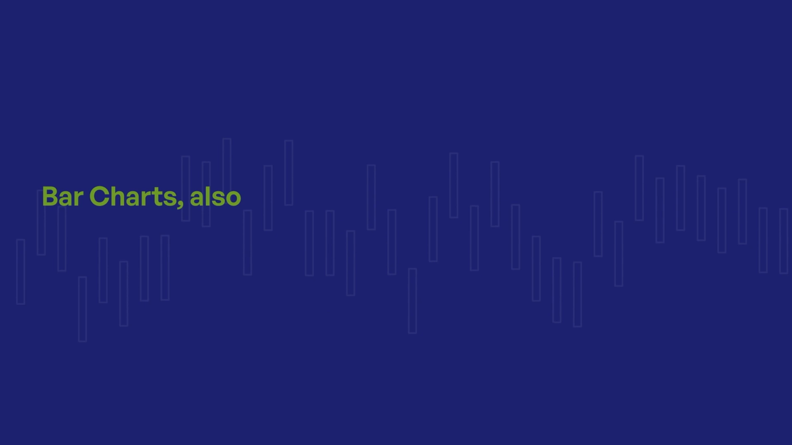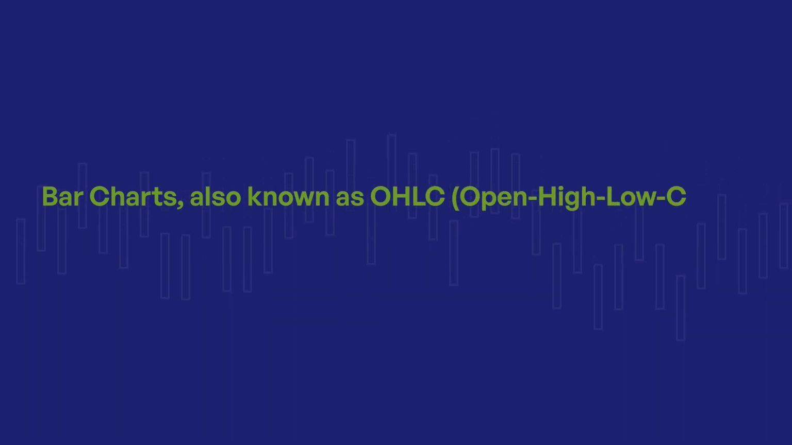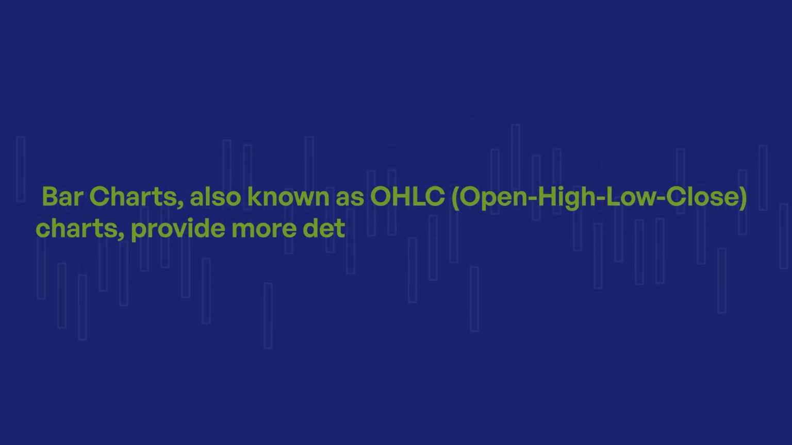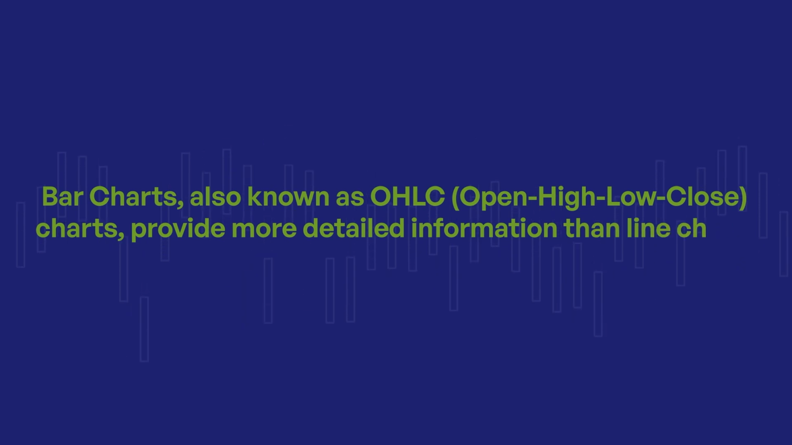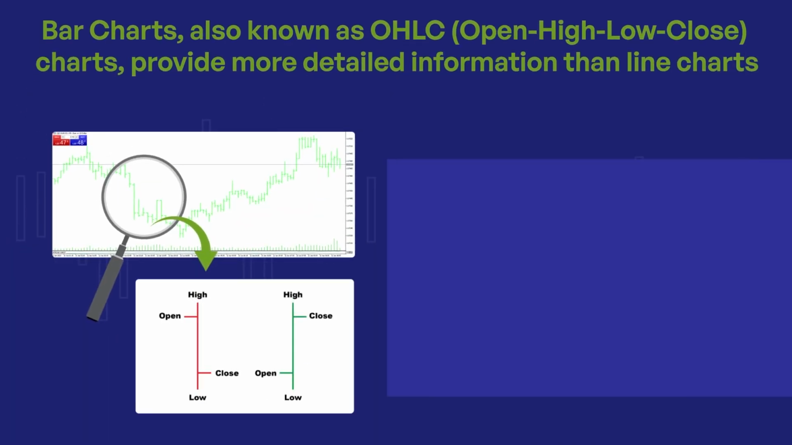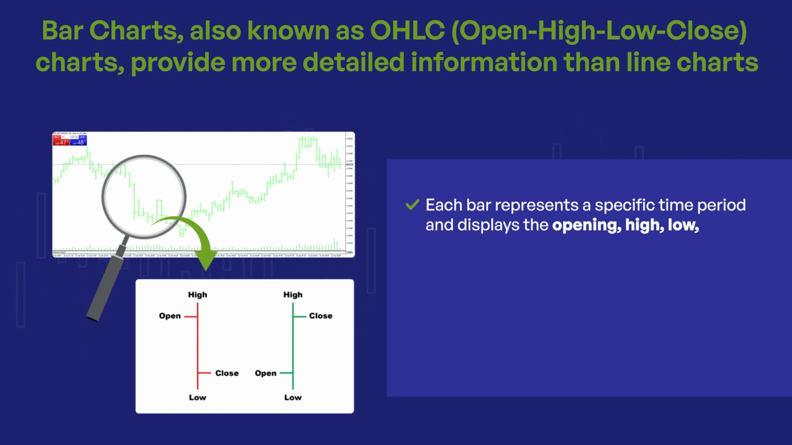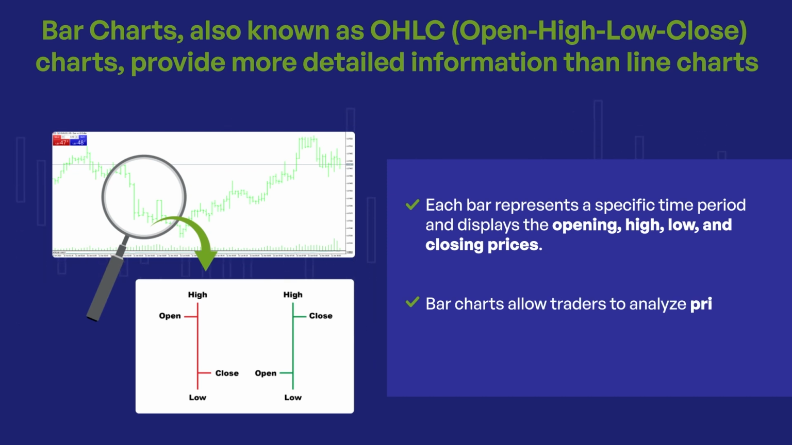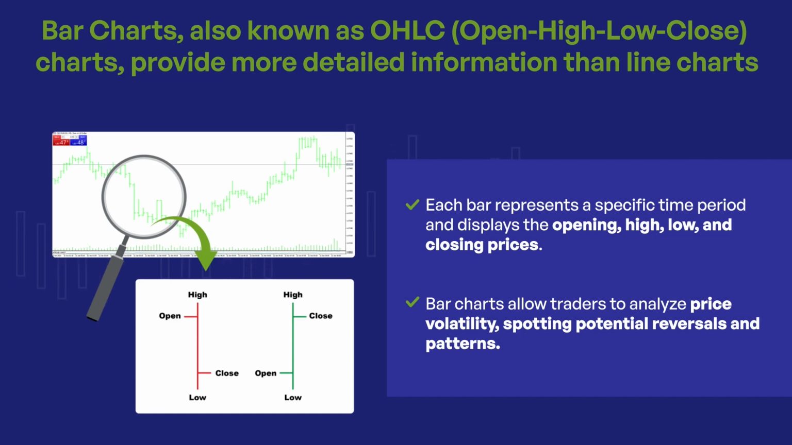Bar charts, also known as open high-low close charts, provide more detailed information than line charts. Each bar represents a specific time period and displays the opening, high, low, and closing prices. Bar charts allow traders to analyze price volatility, spotting potential reversals and patterns.